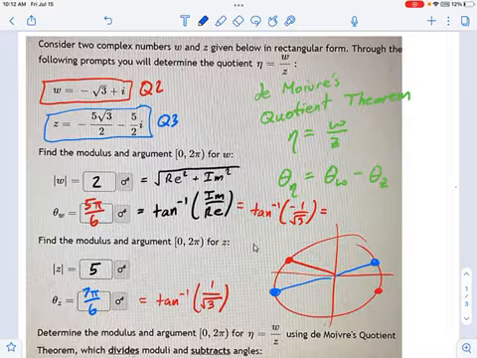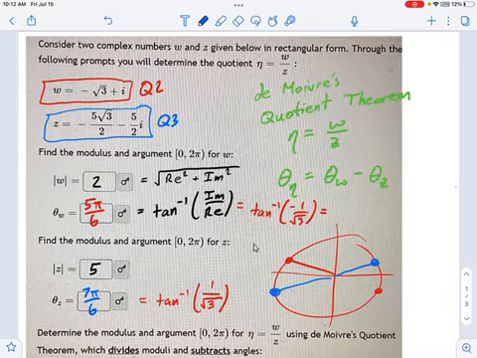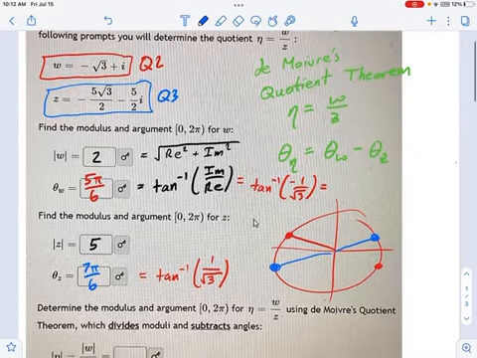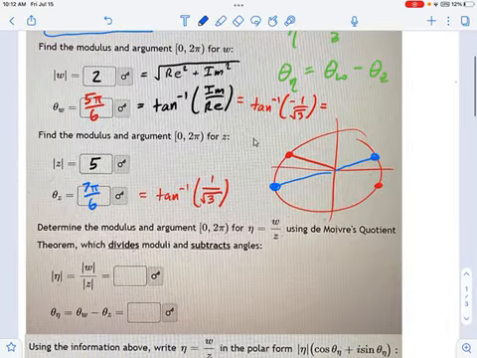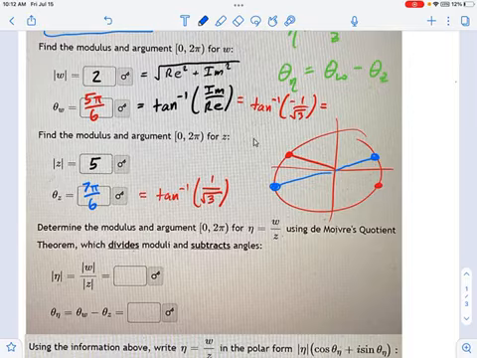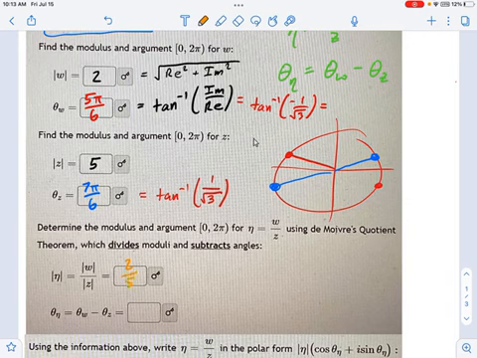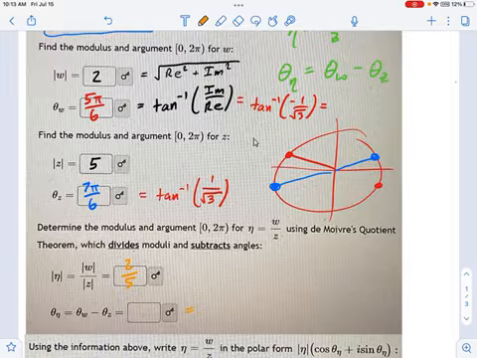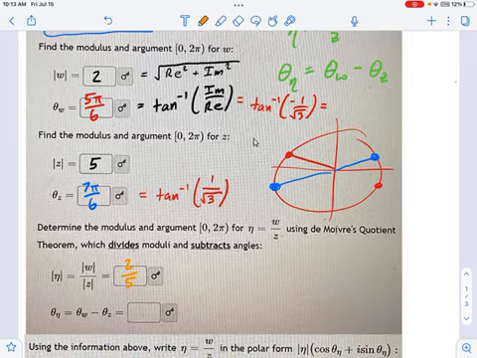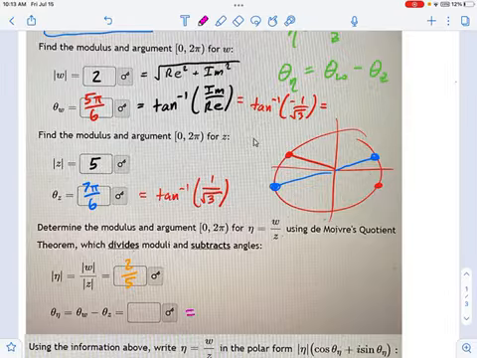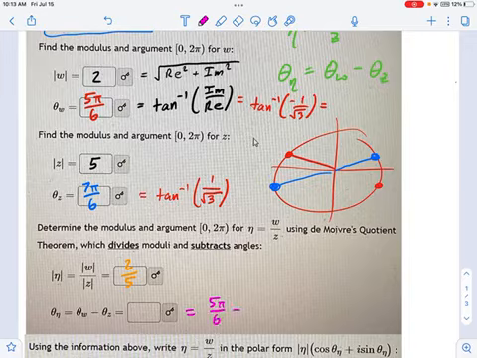Super. So now I have the angles and the moduli for w and z. I am ready to use De Moivre's theorem right here to find out what eta is. Now, the first part is easy. The modulus of eta is always very, very quick. W divided by z is just, let's change colors here, that's just going to be 2 divided by 5. The angles subtracting each other, this is, never mind, I hate orange. It's just not dark enough. There we go. This is going to be 5 pi over 6 minus 7 pi over 6.